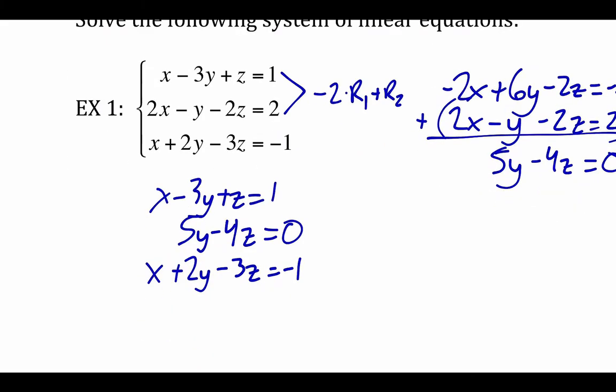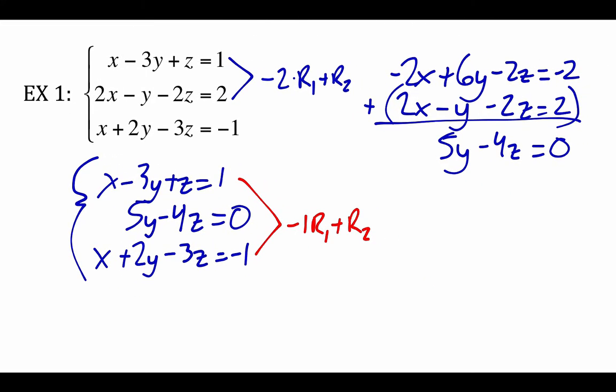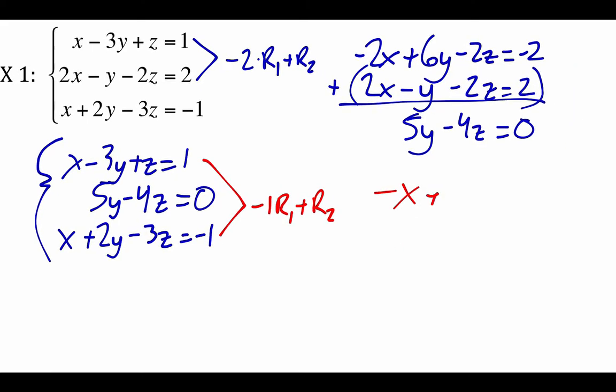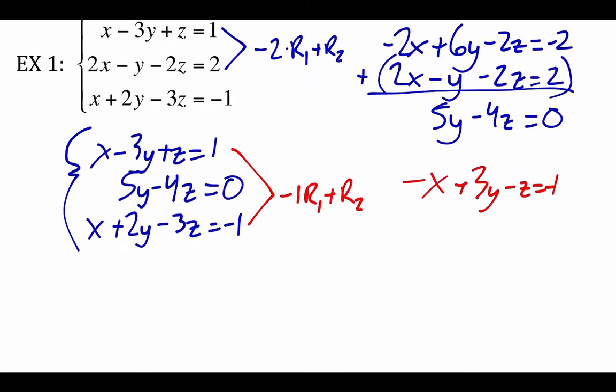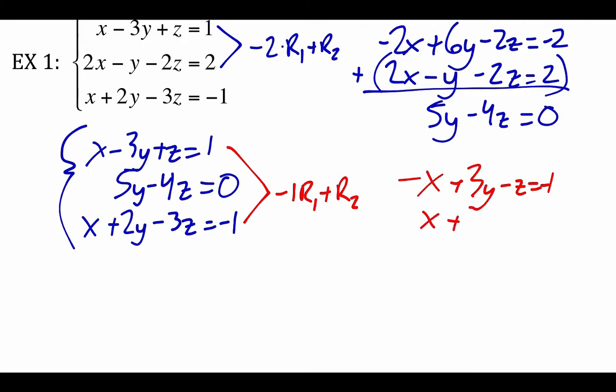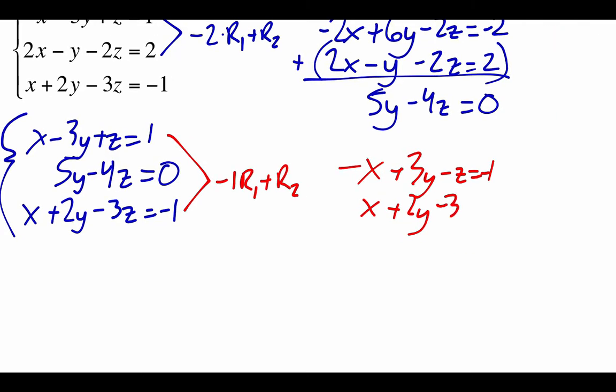So we've got this set up where we still have all three variables in the first row. We've only got two variables in the second row. Now the last row we want to get down to just one variable. So what I'm thinking here is let's add the opposite of row 1 and add it to row 3. So we're going to take the opposite of everything in row 1, negative x plus 3y minus z equals negative 1, and add it to row 3, which was x plus 2y minus 3z equals negative 1. So we're going to add these two rows together.